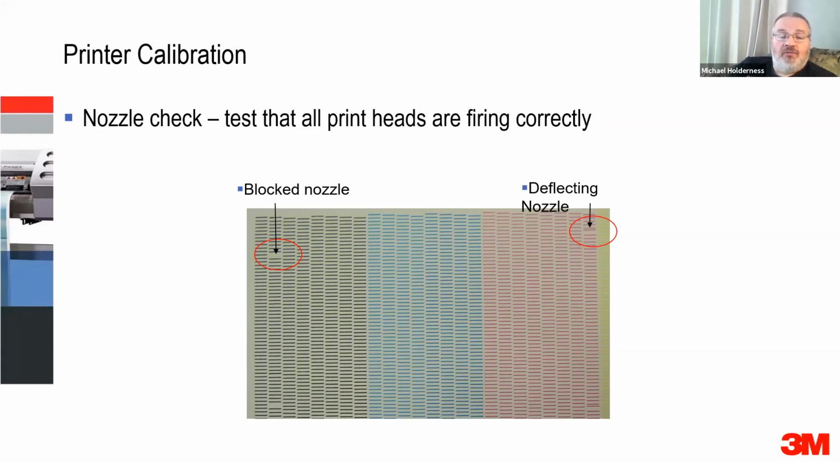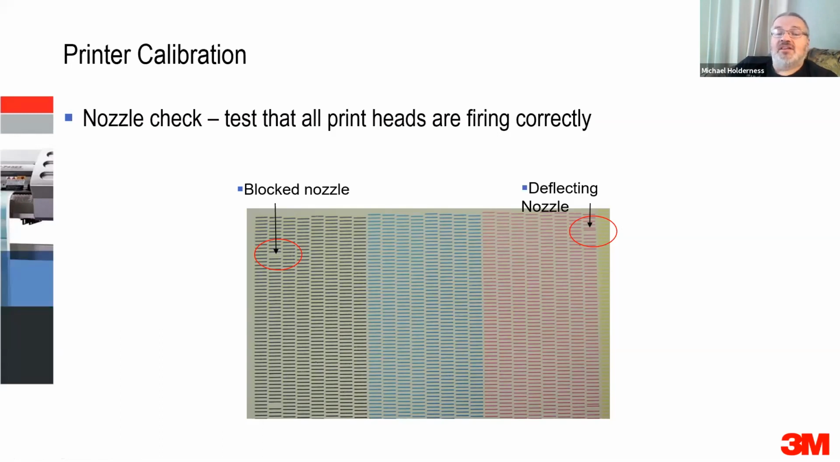Or it will show you if you've got a deflecting nozzle. A deflecting nozzle is where there's a little bit of crud just right in the nozzle. So you can see there's a little bit of crud just on the edge of the nozzle. So when the ink comes through, it gets pushed off to one side. So the ink will shoot out sideways out of the nozzle. And you can see here in the print, we've got a deflecting nozzle.